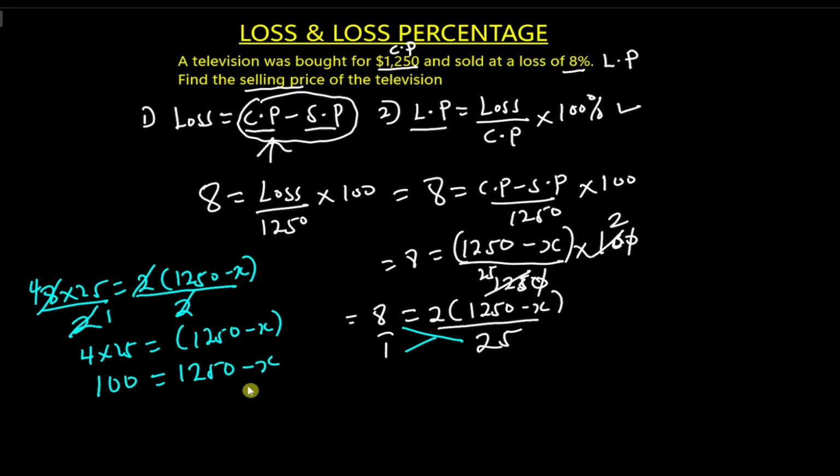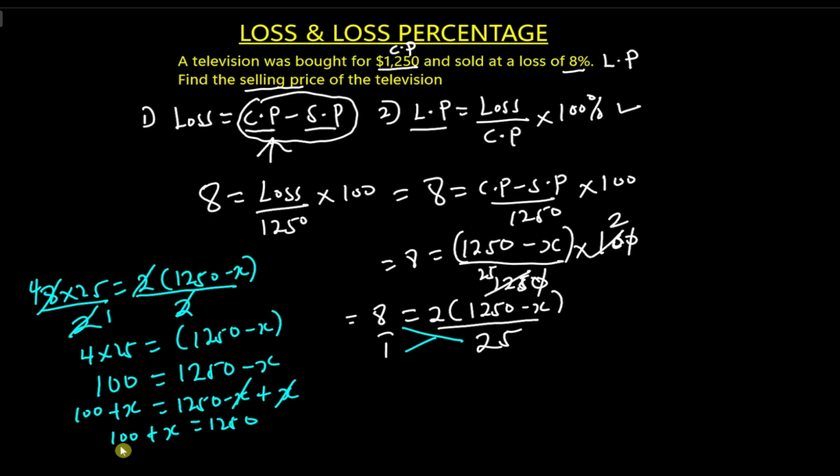Now we want to remove the negative sign from the x, so we can add both sides of the equation by positive x. So let's add it. Now you have 100 plus x, which is equal to 1,250 minus x plus also x. Now this x will cancel, so we are going to have 100 plus x.